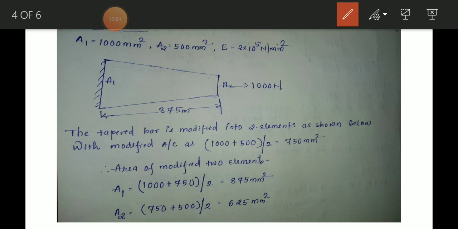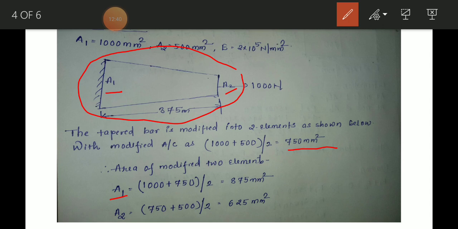The taper bar is modified into two elements. This one element of the taper bar will be split into two elements of the step bar. There is some calculation involved. We'll calculate the modified area of the cross section. We'll take the average of the area at this point plus the area at this point. So 1000 plus 500 divided by 2, that is 750 mm square, is the modified area of the cross section.